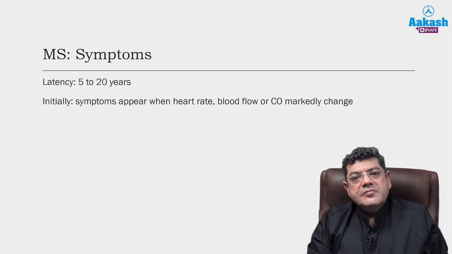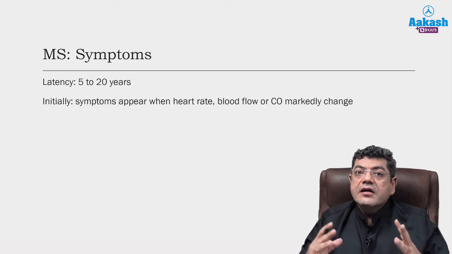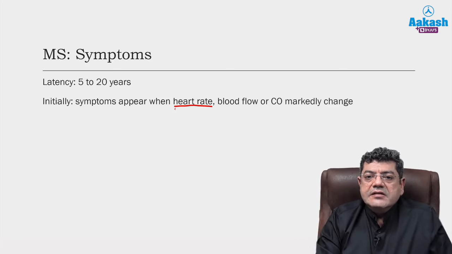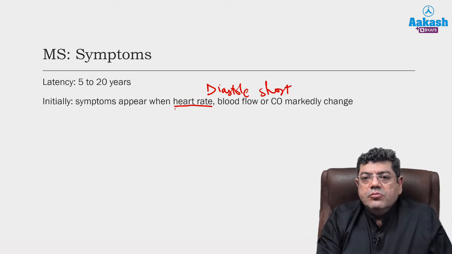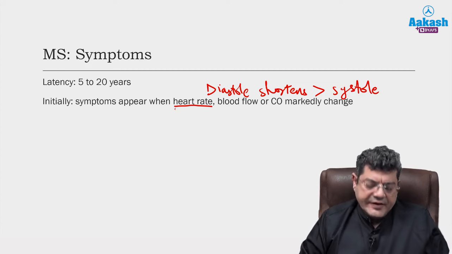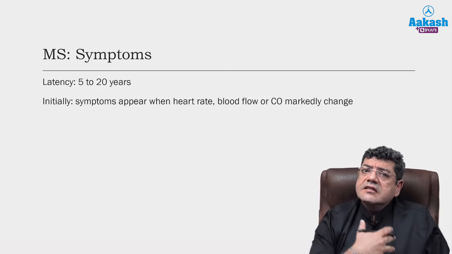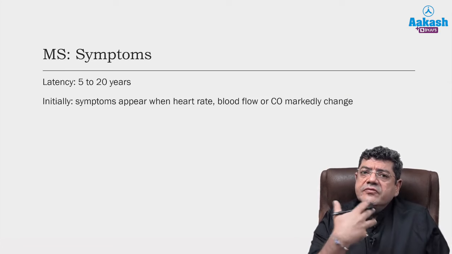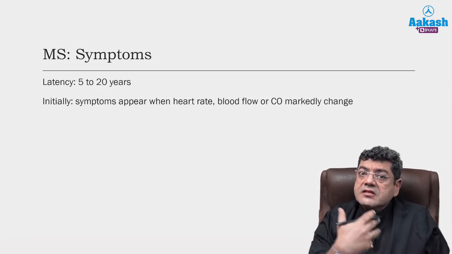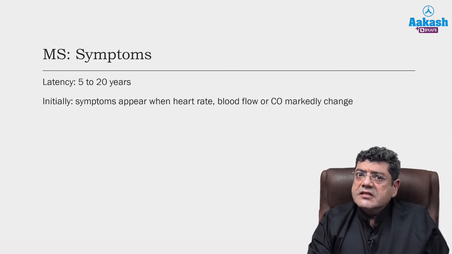So initially symptoms appear only when the heart rate, blood flow, or cardiac output markedly change. Why heart rate? When there is tachycardia, the diastole shortens more than the systole, and therefore left ventricular filling gets significantly affected, right? Okay. That happens with severe exertion, with excessive excitement, with fever, anemia, thyrotoxicosis, and with pregnancy. Pregnancy doesn't tolerate mitral stenosis well.